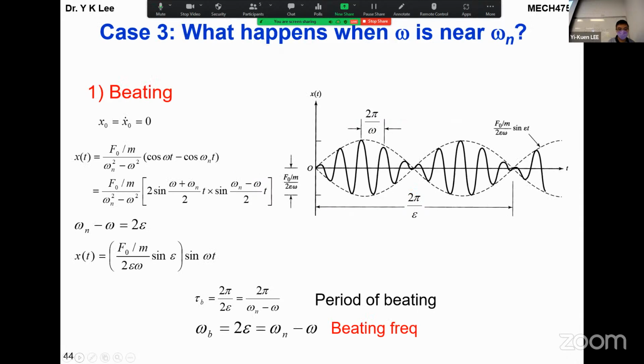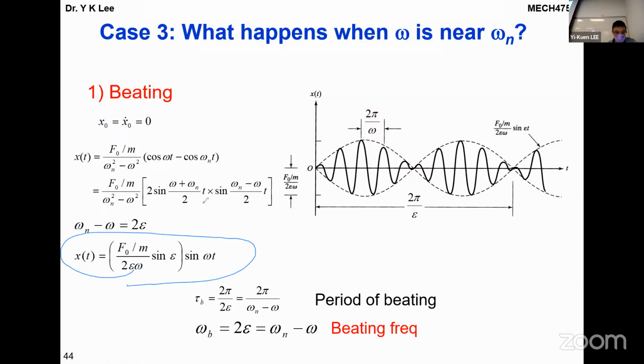And of course, there's another important thing. One special thing is we care about what happens if the driving frequency is close to the natural frequency. In this case, sometimes they call it the beating phenomenon. Beating phenomenon is when the driving frequency is close, and then under some condition, we can find this kind of solution.